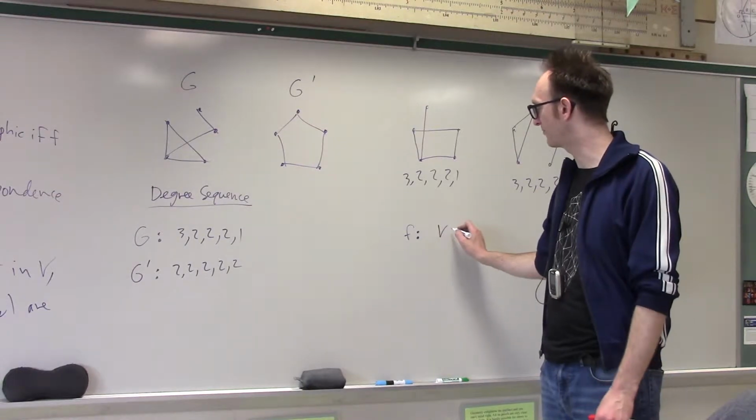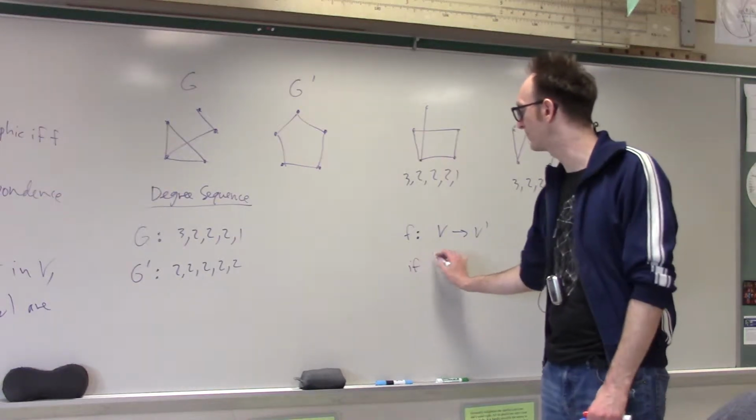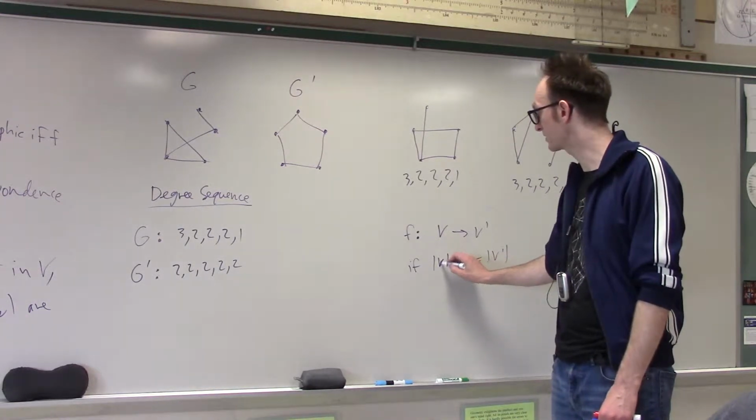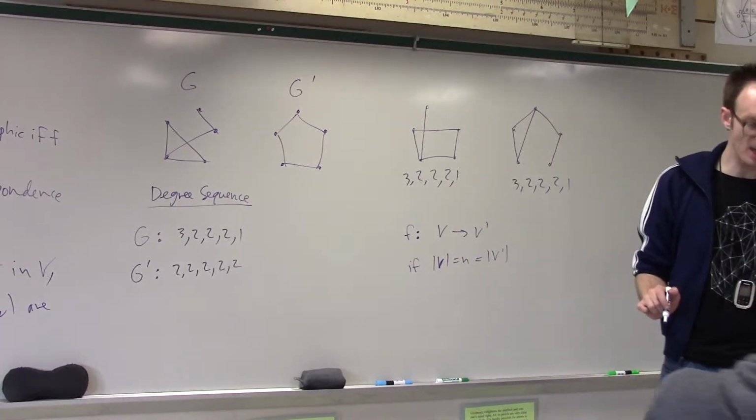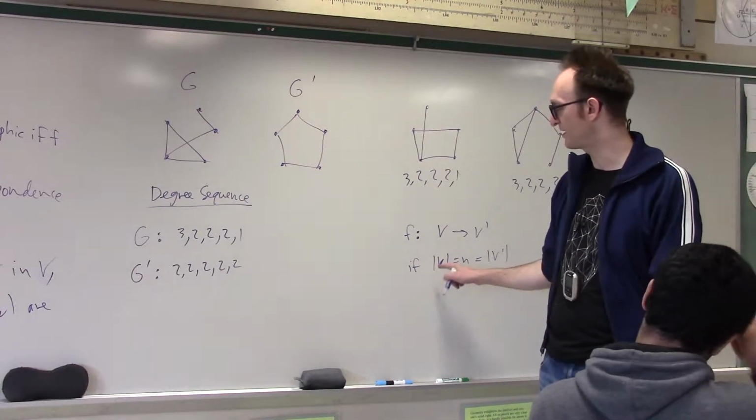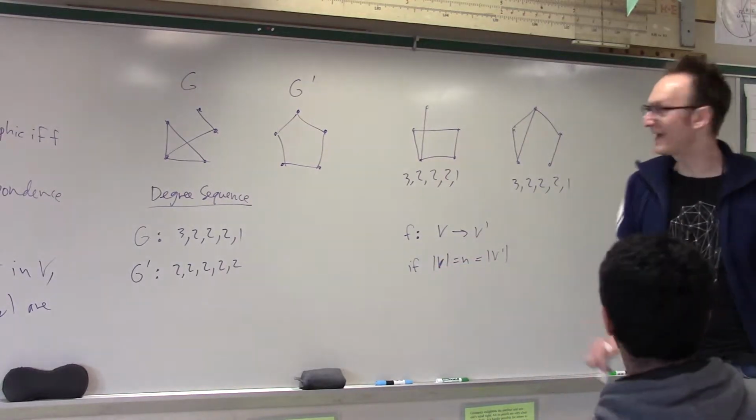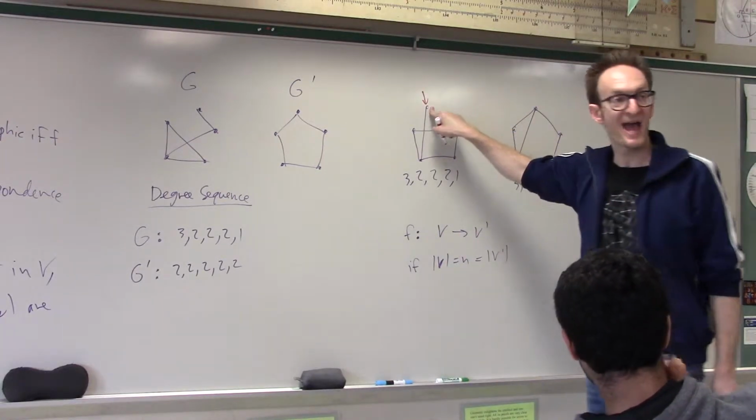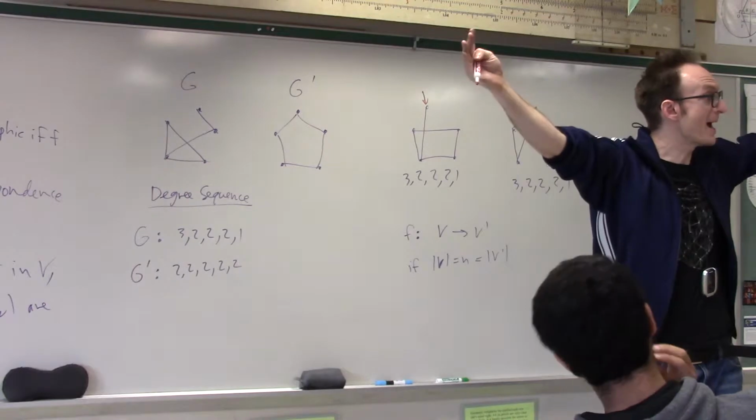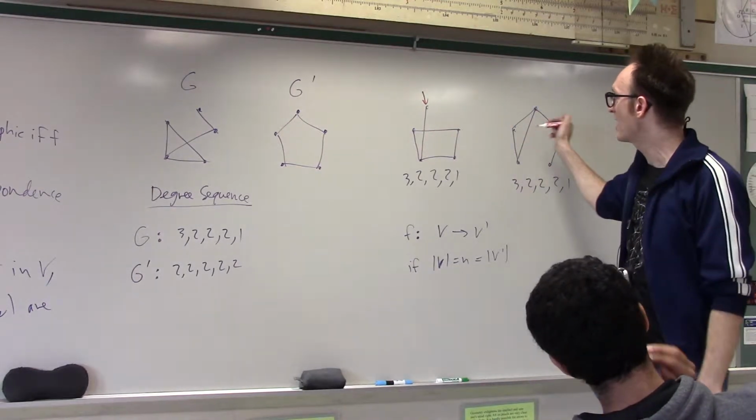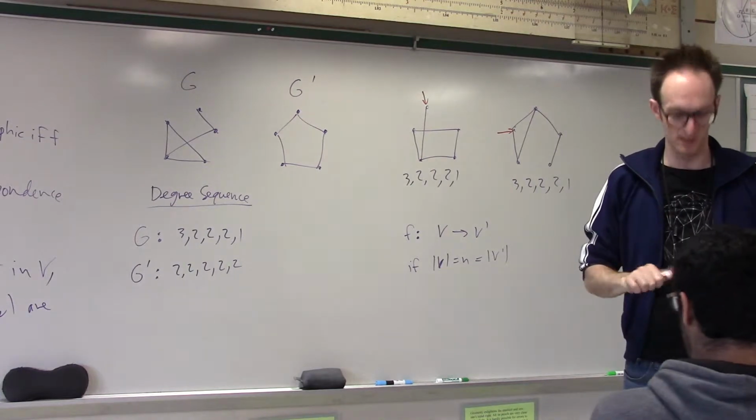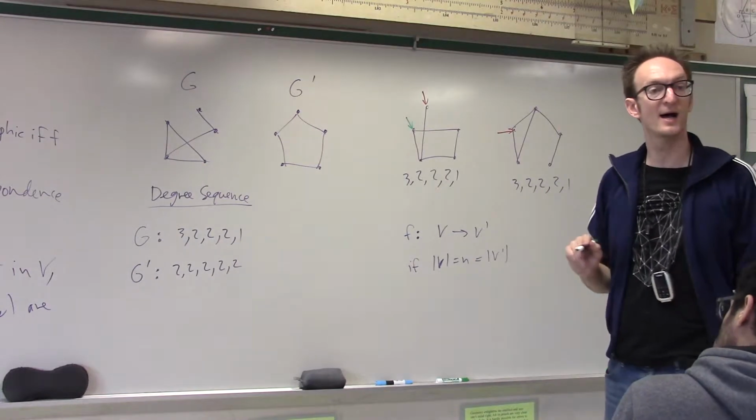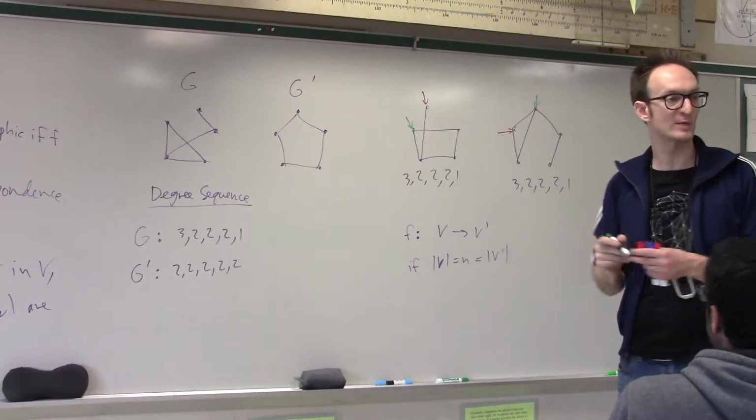Take you from V to V prime if the size of V is n. Take any vertex of G, and if I'm imagining all possible bijections between these vertices and these vertices, then I have 5 choices for what to match it to. Agree? Then I go to my next vertex in V, and I have again 5 choices for what to match it to, etc., etc.